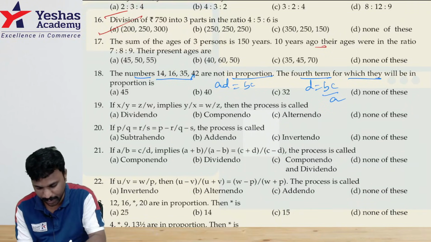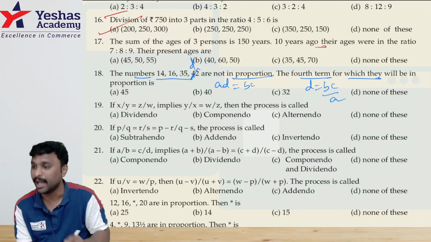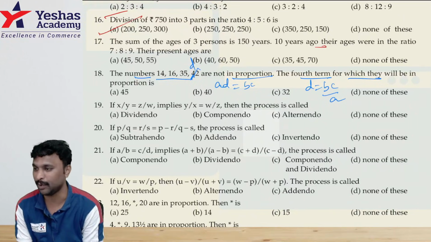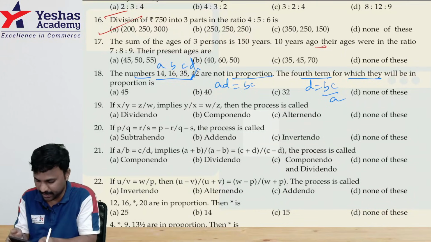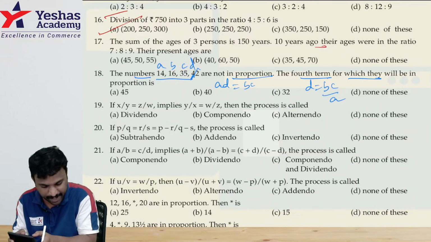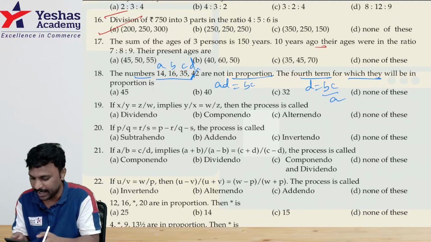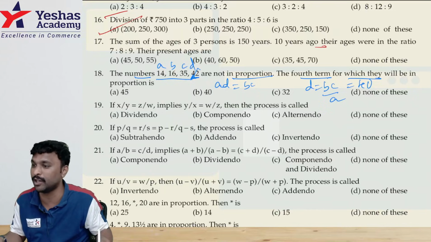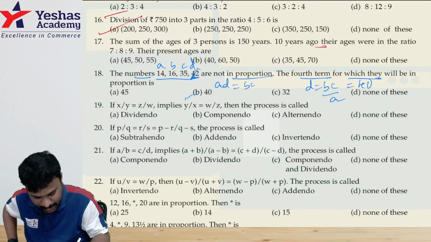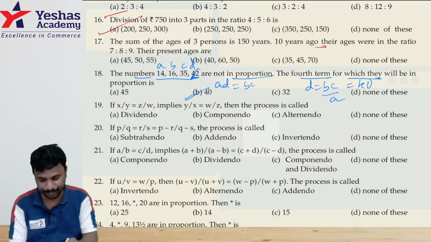Yes or no? Because A into D is equal to B into C. I'll take this as D only to avoid the confusion. Ultimately, what do you want? The D value. Guys, first of all, substitute B into C: 16 into 35 divided by A value, which is 14. That gives you 40. That means the value in place of 42 should be 40. That means option B is the right answer.